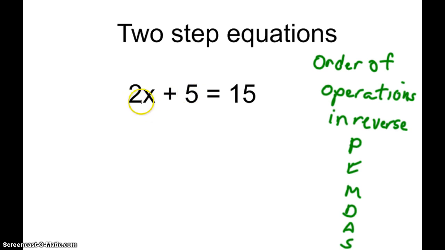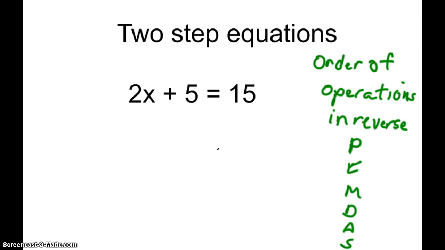So I asked her, well, what were you doing in your head? And she said, well, if I subtracted 5, I would get 10 over here, and then if I would divide by 2, that would give me x would equal 5.